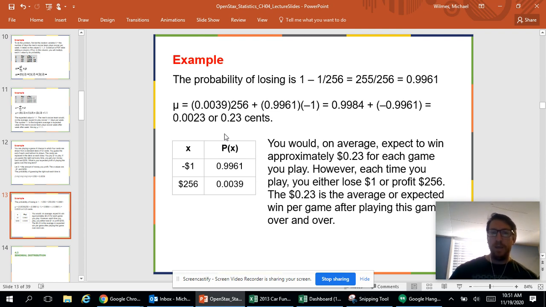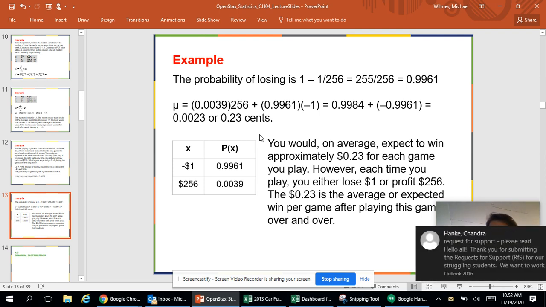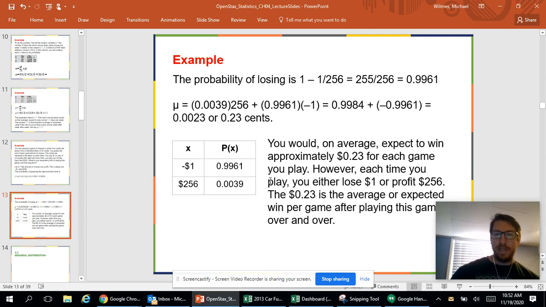So on average, we are making 23 cents every time we play this game, which gives us a small little profit. Most times you would lose the dollar, but sometimes you would get that $256 plus your bet back. If you play this game 100 times, that probably wouldn't be a large enough sample, but maybe you played this game 1,000,000 times on a computer or something. Then you would show a 23 cent average profit. So that's expected value.